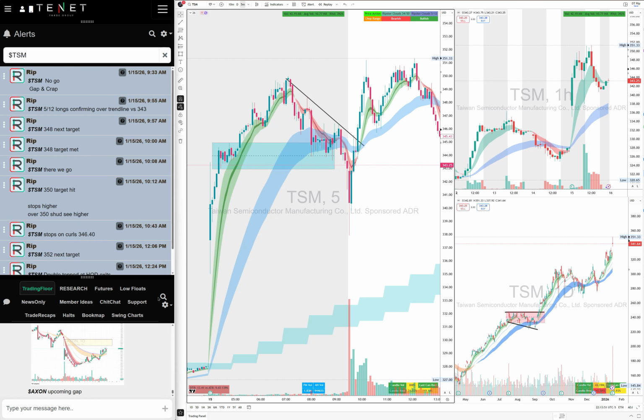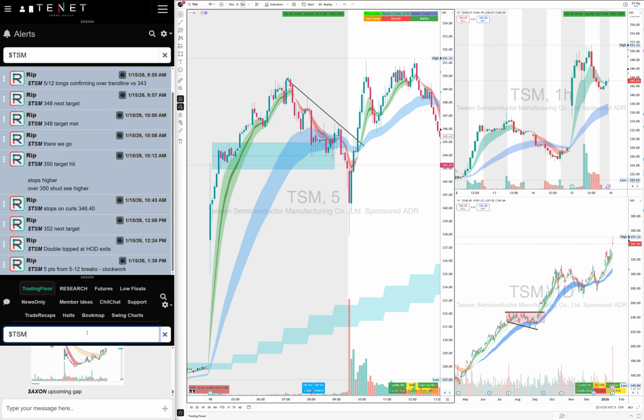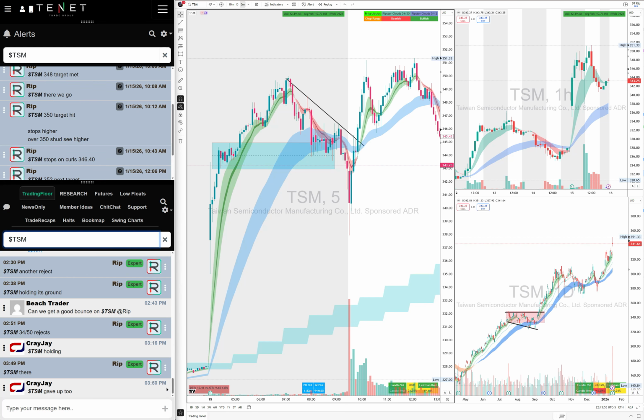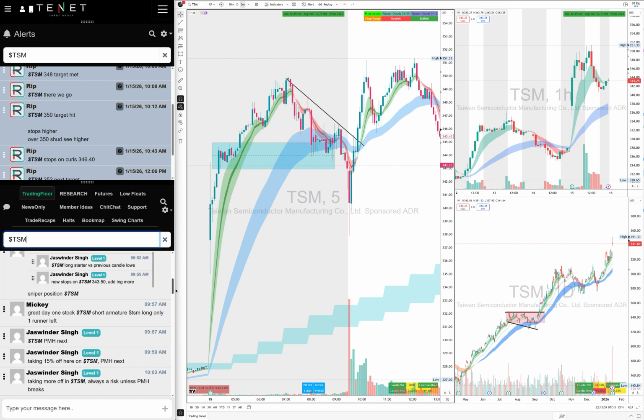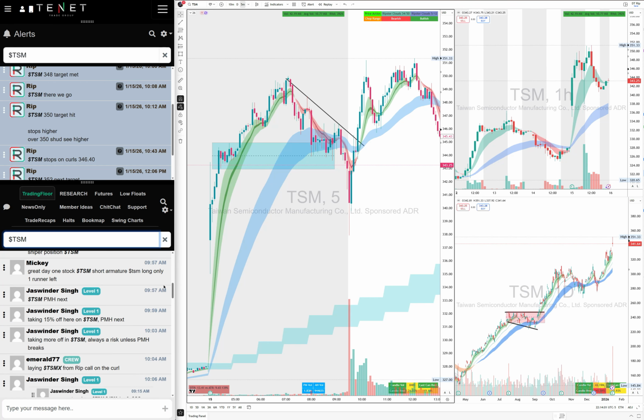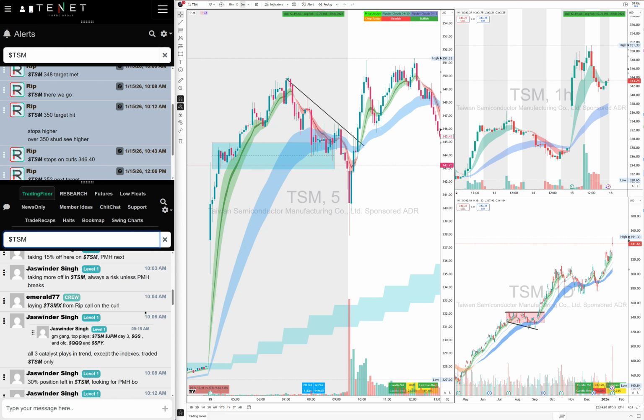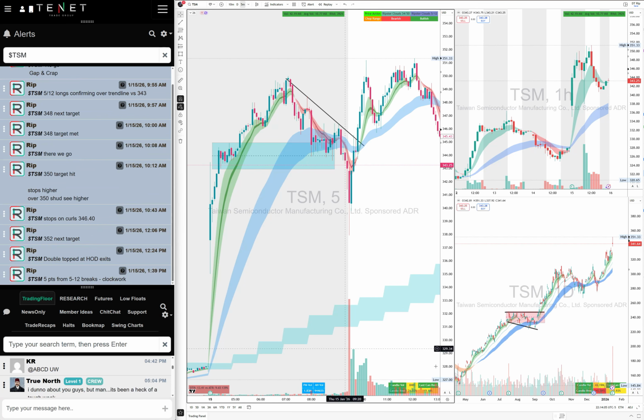So a lot of traders literally killed the Taiwan Semi in the community today. It was an amazing day for the community. A really good day in the community today. So it was a beautiful day. One and done kind of trade here for a lot of our people on TSM. Let's go to the next one.